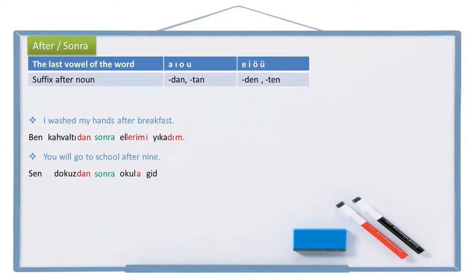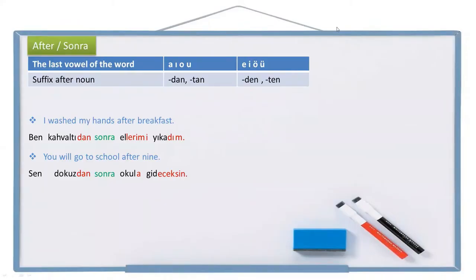Go, git. Will go, ecek. This e vowel makes t alternate itself to d. Consonant alternation. Gidecek. You will go, gideceksin. You will go to school after 9. Sen 9'dan sonra okula gideceksin.